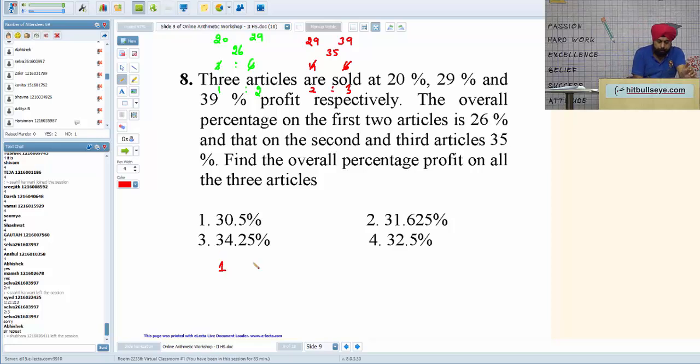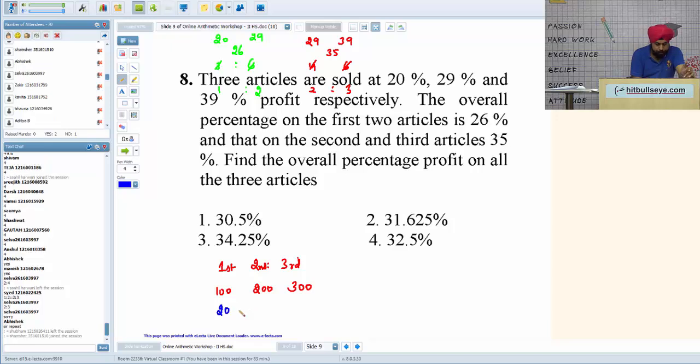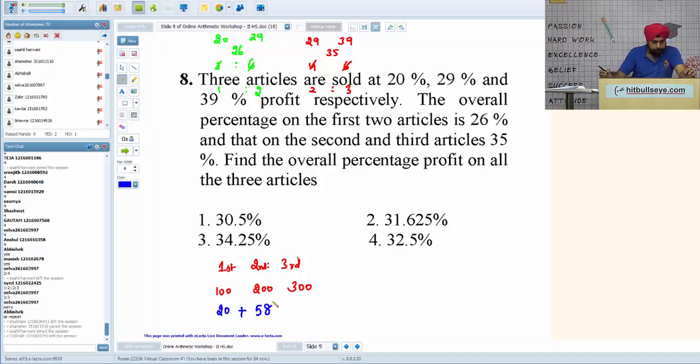So that means if you take the ratio of first, second and third, it comes out to be 1:2:3. So let's take the CP to be 100, 200 and 300. Now as per the question, students, on the first there is a gain of 20%, which is 20 rupees. On the second there is a gain of 29% of 200, which is 58.